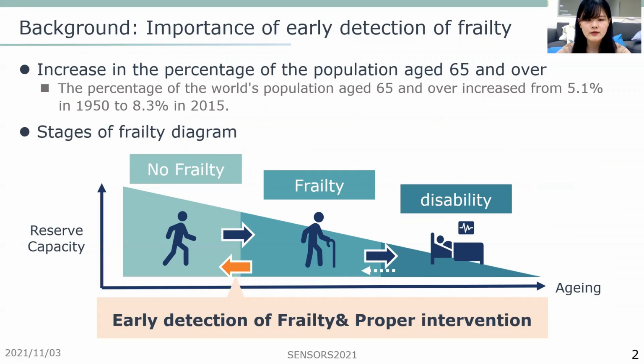The population of elderly people is increasing year by year. This figure shows changes in physical functions of the elderly people. As they get older, they become frail and ultimately require long-term care. However, proper intervention during frailty can improve their health. Therefore, early detection of frailty is important for delaying long-term care and prolonging life expectancy.